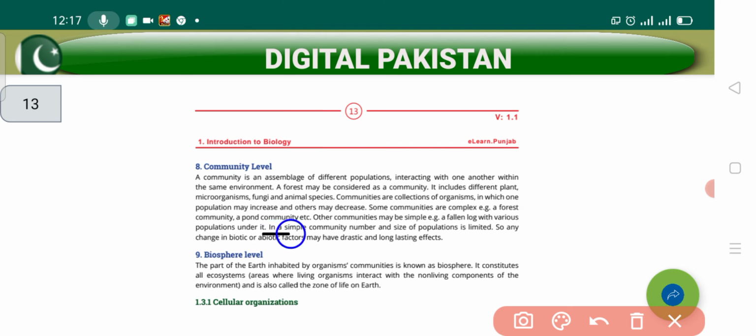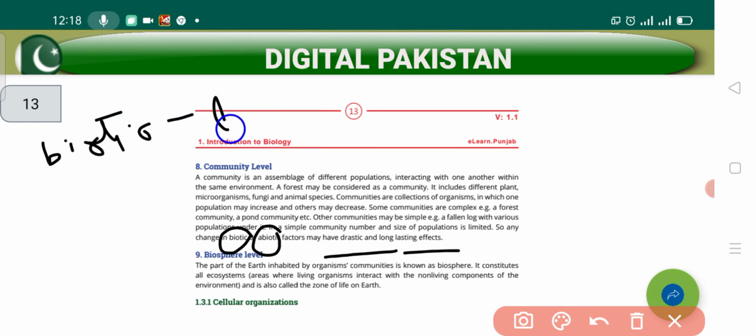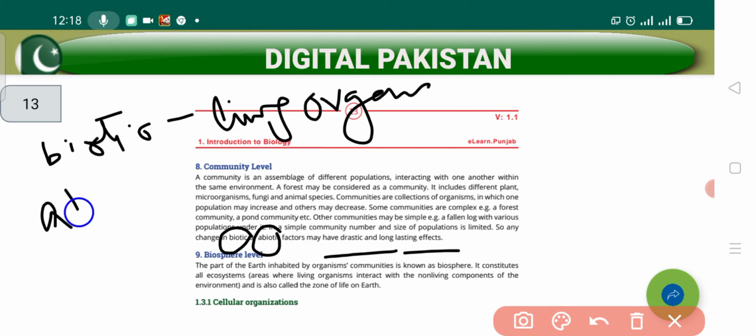In the simple community, the number and size of the population is limited. Let's suppose we are going to say that in simple communities there is not that much population. Their size is very much less. Any change in the biotic or abiotic factor will cause a disaster and a long lasting effect. What is biotic? The living factors, the living organisms. And abiotic, the non-living factors.